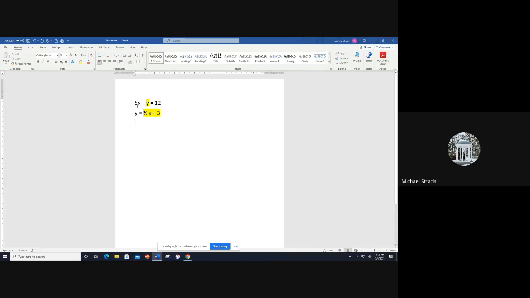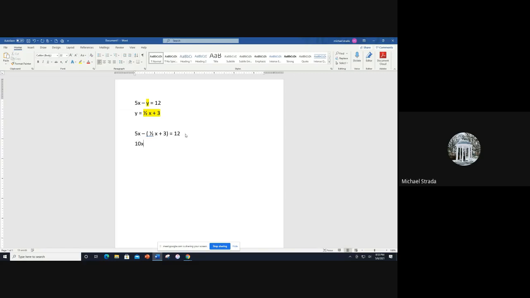So I take the 5x minus y equals 12, and all I'm going to do is replace the y with whatever it's equivalent to, 1/2 x plus 3. The reason I do that is I now have one variable, and that's what I want. Now if you don't like the 1/2, right away from our equation solving skills, we can multiply everything by 2 right away, but remember to do it to everything.